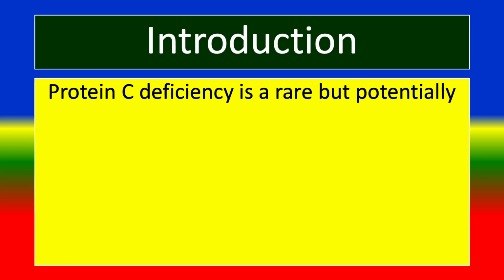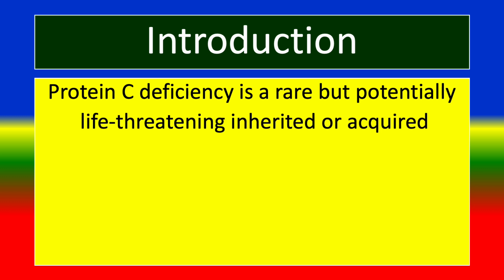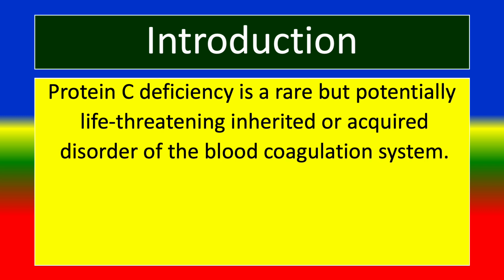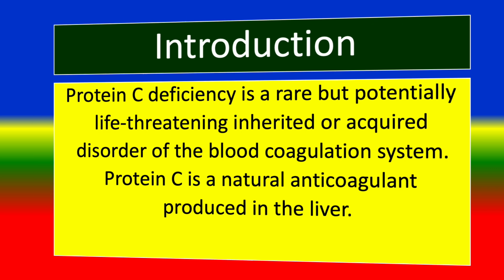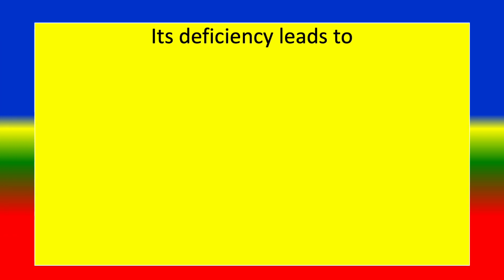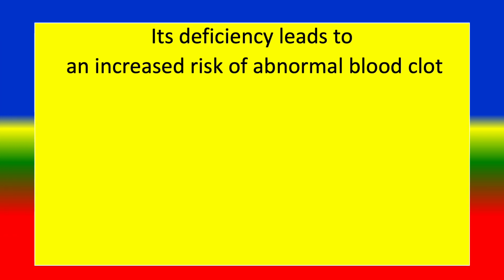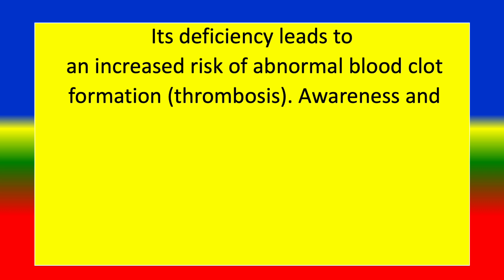Introduction. Protein C deficiency is a rare but potentially life-threatening inherited or acquired disorder of the blood coagulation system. Protein C is a natural anticoagulant produced in the liver. Its deficiency leads to an increased risk of abnormal blood clot formation, thrombosis.